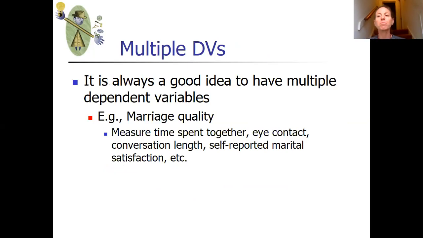It's always a good idea to have multiple dependent variables, and we've talked about multiple operational definitions before. So in the marriage quality study, where we're looking at whether movies improve marriage, marriage quality could be time spent together, eye contact, conversation length, self-reported marital satisfaction, all kinds of things there.